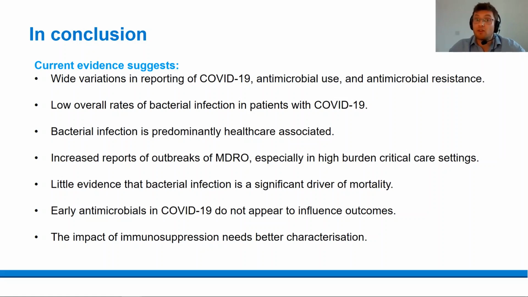The bacterial infections we do see are predominantly healthcare associated, and we're now beginning to experience increased reports of outbreaks of multi-drug resistant organisms, especially within these high burden critical care settings, which have been under huge amounts of pressure from the number of patients they've been managing with COVID-19. At present, there's very little evidence that bacterial infection is a significant driver of poor outcomes or mortality in patients with COVID. And early antimicrobials, particularly in the community setting or on admission to hospital, does not appear to influence the outcome. And I think that although I've shown you a small snippet, the impact of immunosuppression and new treatment modalities to this management of COVID still need better characterization in terms of their potential risk of bacterial or other, so for example, fungal secondary infections.